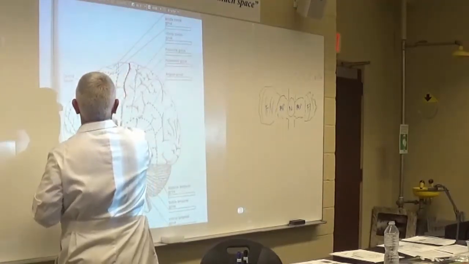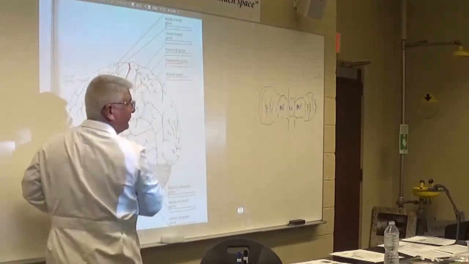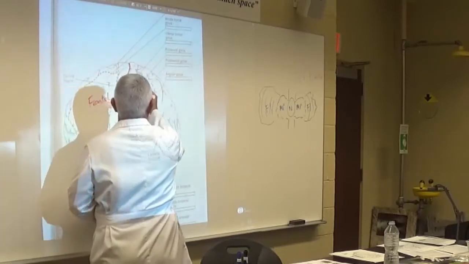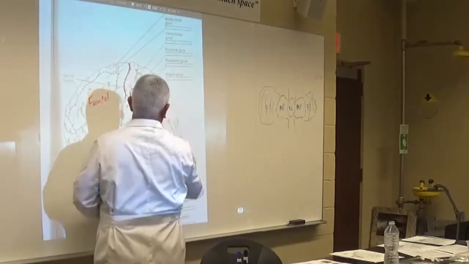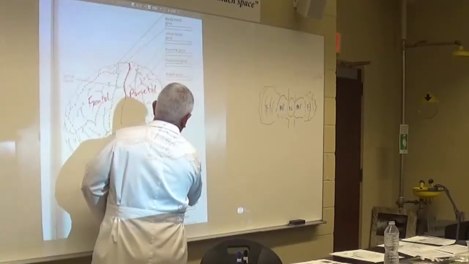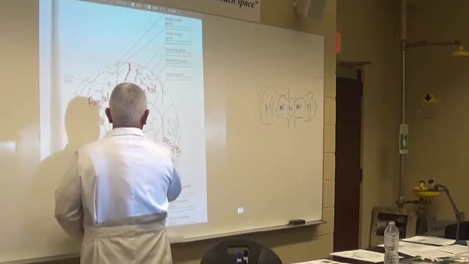This is frontal lobe, separated by the central sulcus. What's behind the frontal lobe? Parietal lobe. What's in the back part of the brain? Occipital lobe. What's this part of the brain? Right.